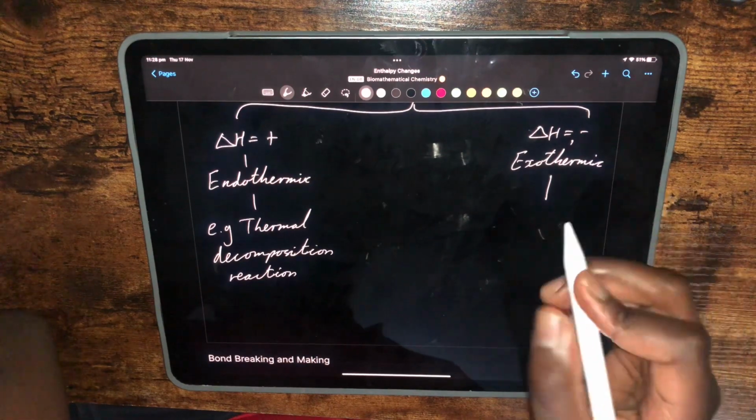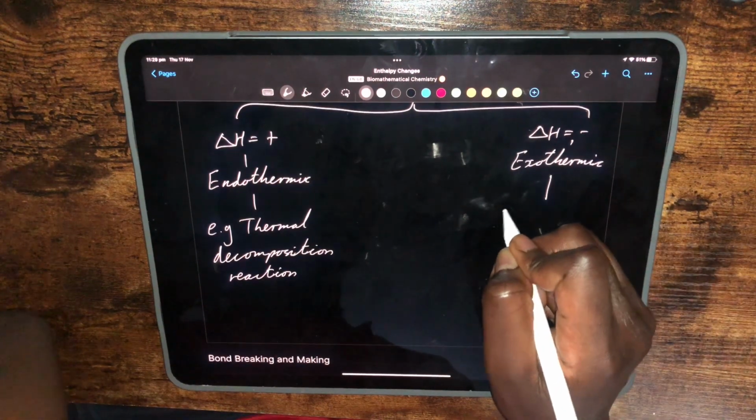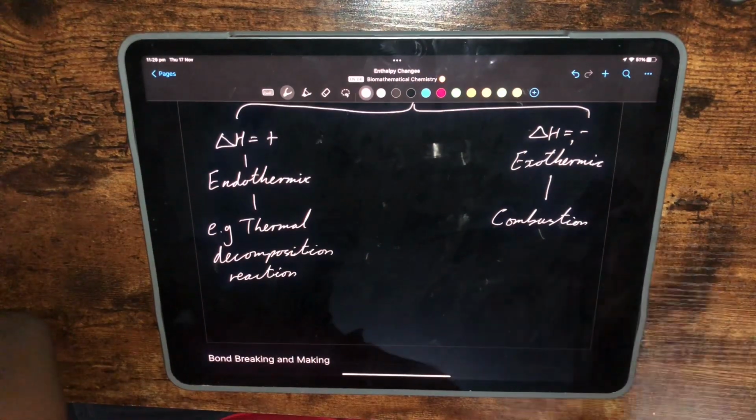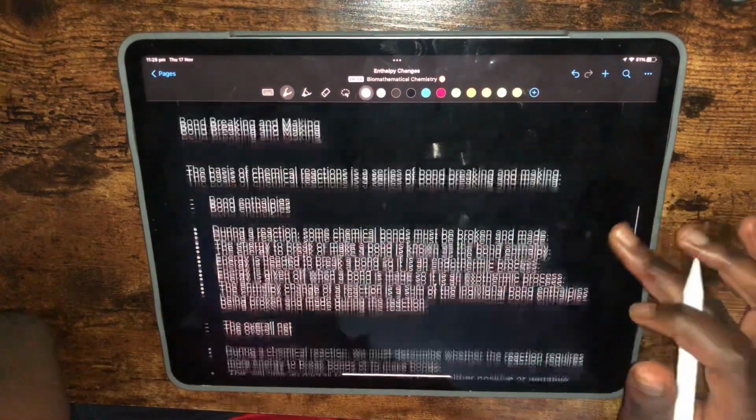Anyway, combustion of methane is an example of an exothermic reaction, or any combustion reaction, right? Combustion is an example of an exothermic reaction. All right, move on now.